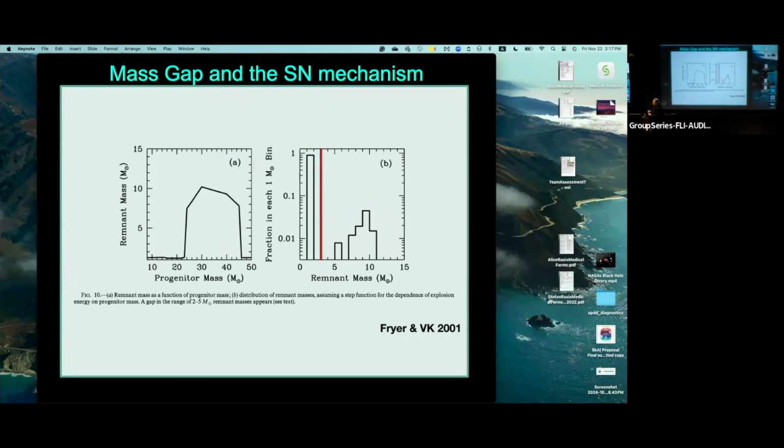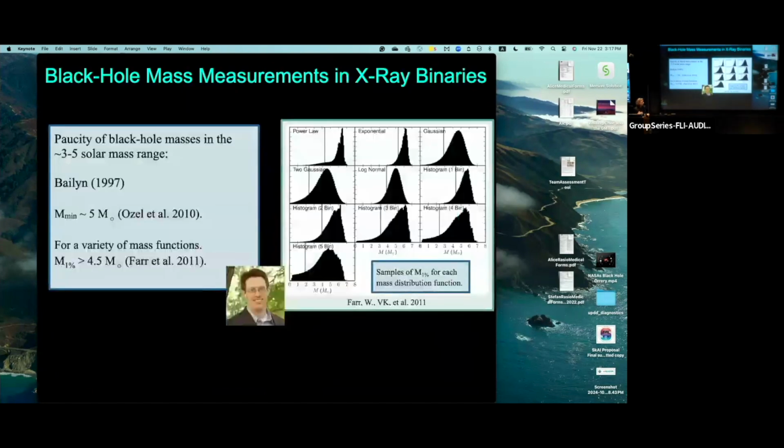And we concluded, but there is no reason why the explosion energy would be a step function instead of a smoothly decreasing function of the progenitor mass. Now we go back to Will.